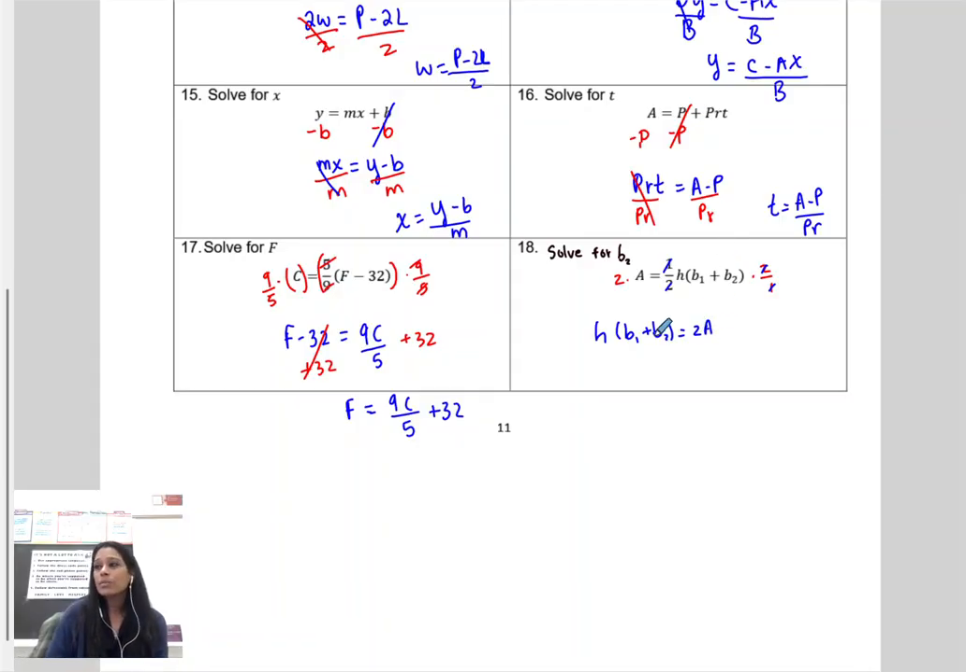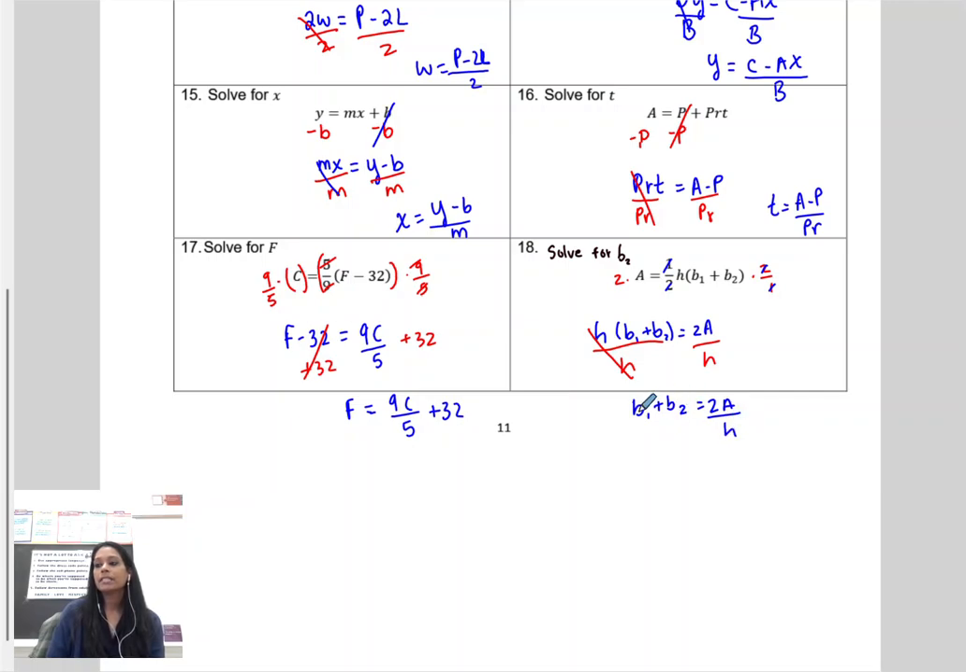All right, so I have the h out here. I do need to get rid of that h first. So divide both sides by h. So what I have here is I can go ahead and drop the parentheses since I'm not multiplying anything by it anymore. B2 equals 2a over h.